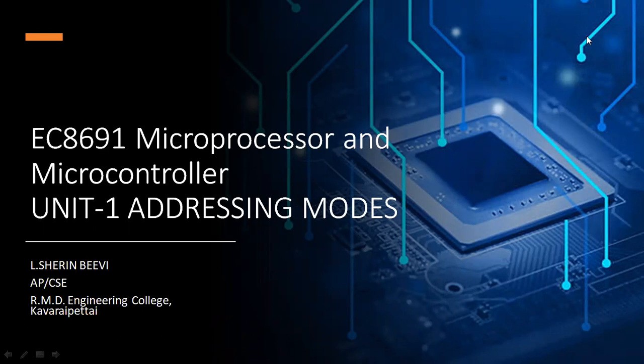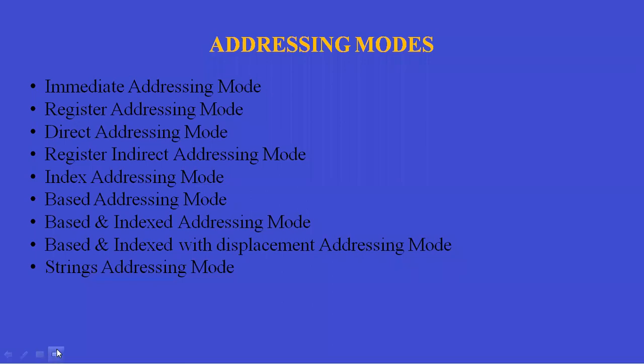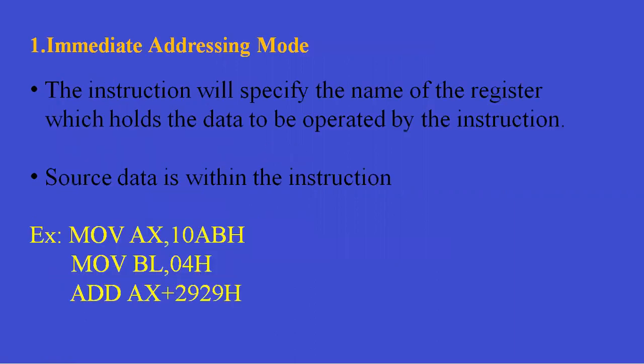Discussed about the topic is addressing modes of 8086. So, different types of addressing modes: immediate, register addressing, register indirect, index, based addressing, based and indexed with the displacement, string addressing mode. So, these all are the few addressing modes. 8086 supports a lot of addressing modes.